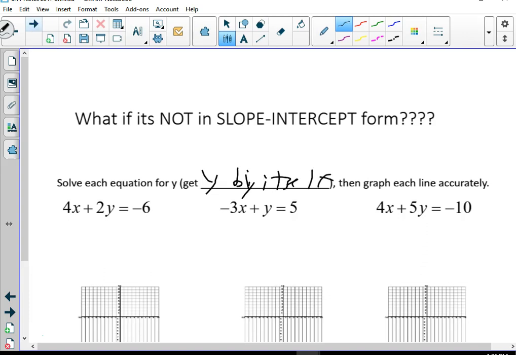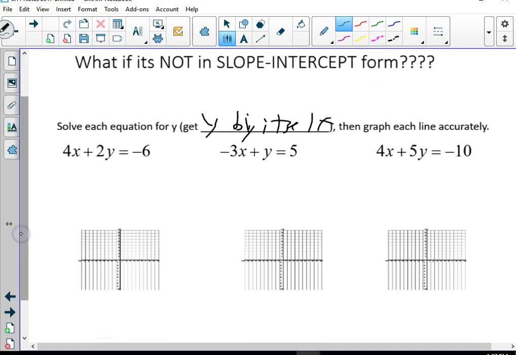Now, we have talked about the cover-up method in here, which does work, but not here. Because even though 2 does go into -6, 4 goes into -6 as a reduced fraction. It doesn't really work very well. 3 doesn't go into 5. 4 and 5 don't go into 10. So even though the cover-up method is a nice method and it is very quick and useful, it won't work in any of these easily because it's a bunch of fractions.